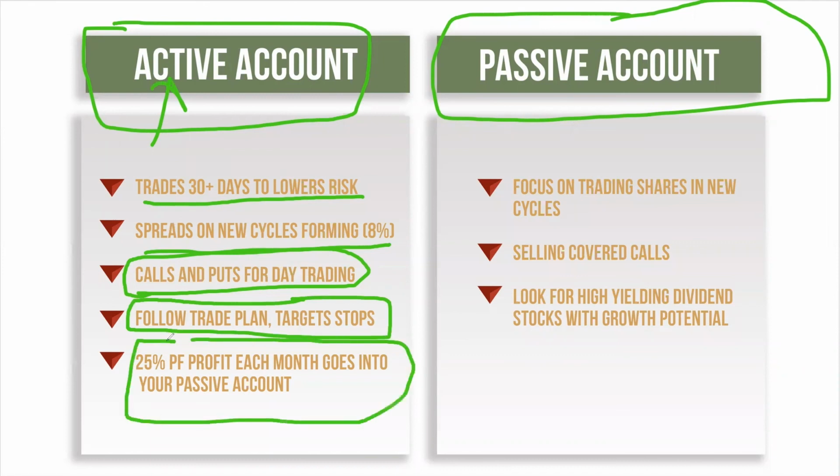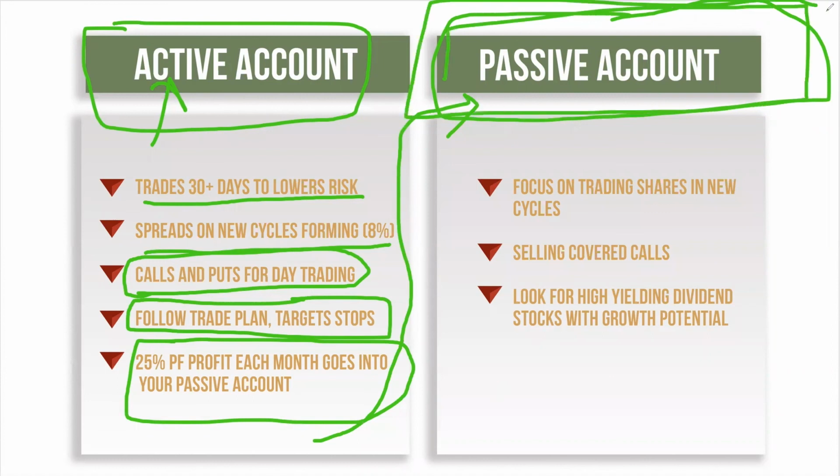25% profit each month goes into your passive account. So let's say your active account, for example, you have $10,000 and you make $3,000 that week. So $3,000 was your profit that week. You're going to take 25% of that, which is about $750. So $750 you're going to put into your passive account, because this is going to be your longer term growth account that you could use for your retirement. You could use it for anything you have to pay for in the future: a house, car, boat, yacht, whatever you want that for.